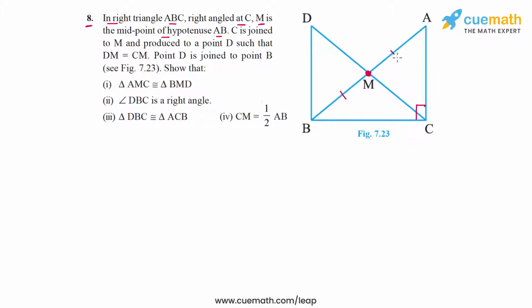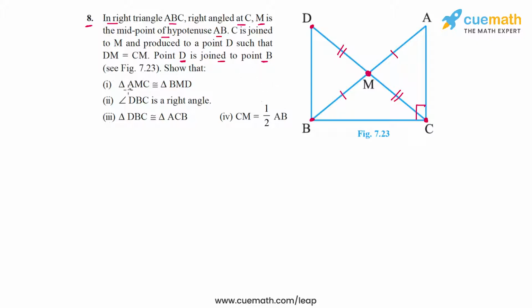So let's represent it like this. So AM and BM are equal. Now C, this right angled vertex, is joined to M, and this CM segment is produced up to this point D such that DM is equal to CM. So DM is equal to CM. And now point D is joined to point B, this vertex of triangle ABC.